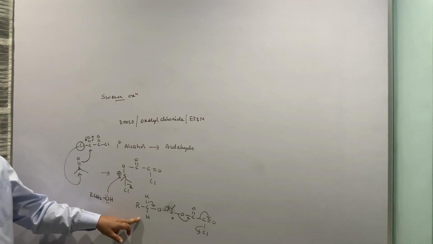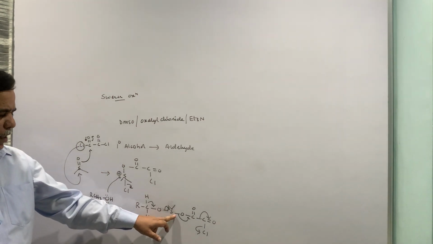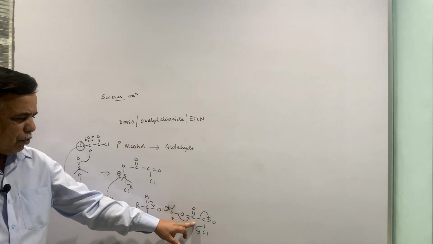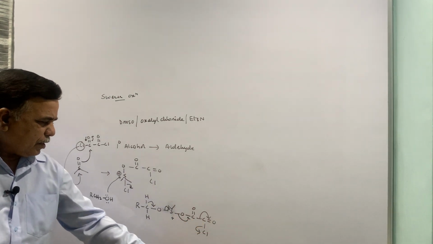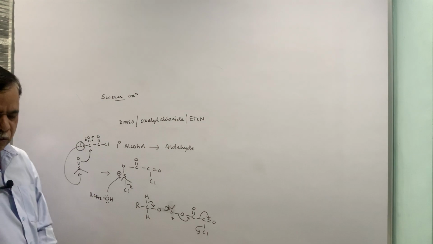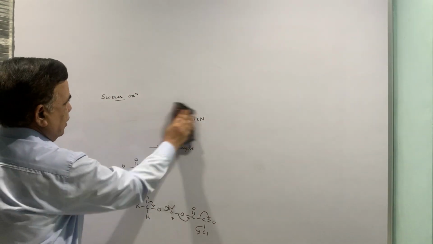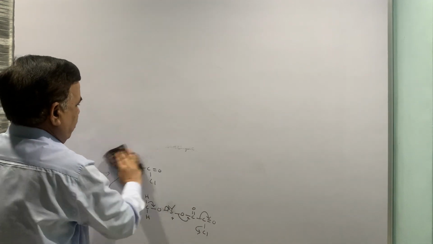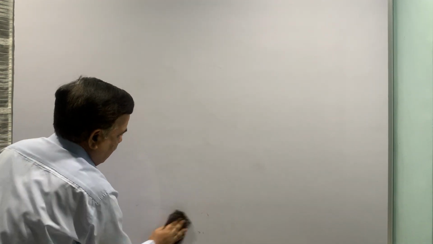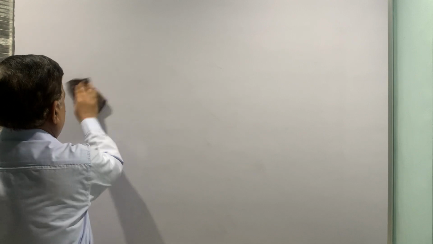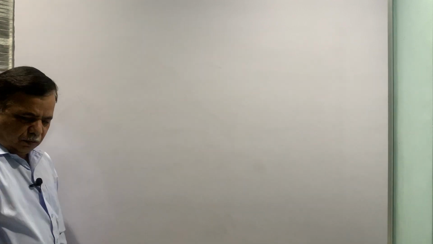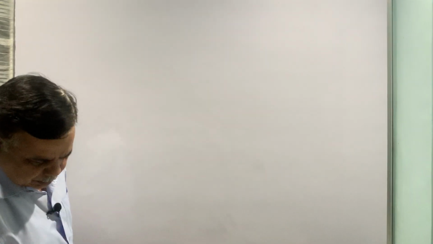So this becomes aldehyde, dimethyl sulfide is going off, CO2 is going off, carbon monoxide is going off, and Cl is also going off. So that is how the Swern oxidation takes place, and you get the formation of aldehyde from this. The role of base is to abstract the proton.